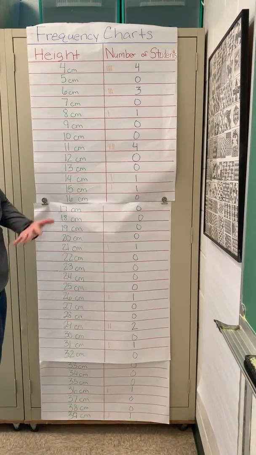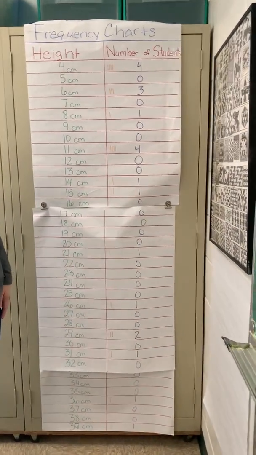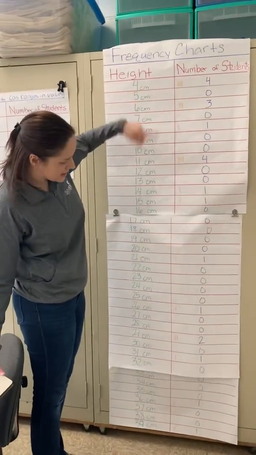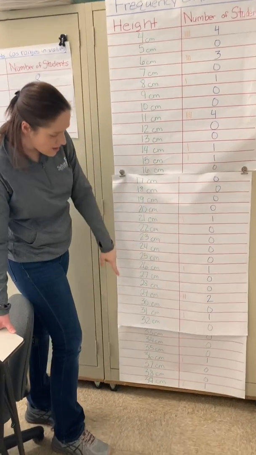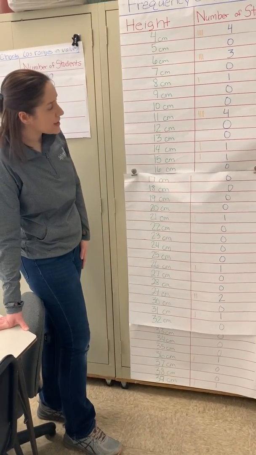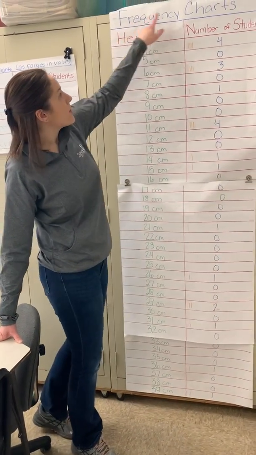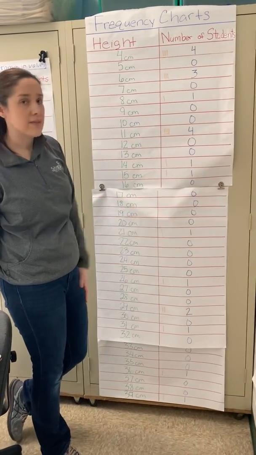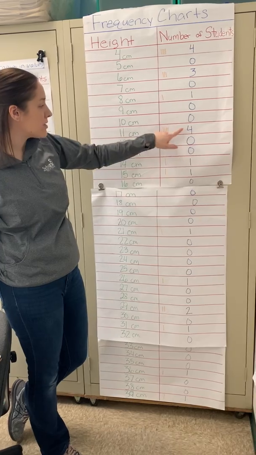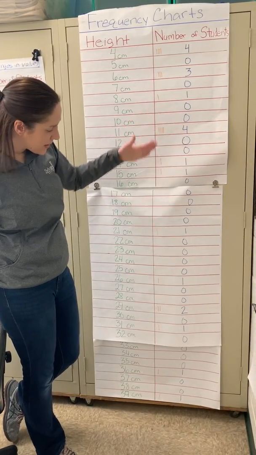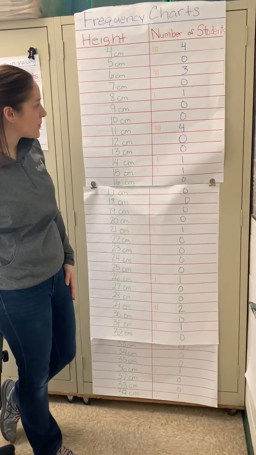We have quite a range. Range is something that we'll talk about later, but we will see that the tallest student and the shortest student are both listed on here. So we go all the way from 4 centimeters all the way down to 39 centimeters. And it's called a frequency chart because it's the frequency of this data happening. So we can see for every single one, for example, 11 centimeters had 4 students, but we had many 1s, 2s, and 0s as well.